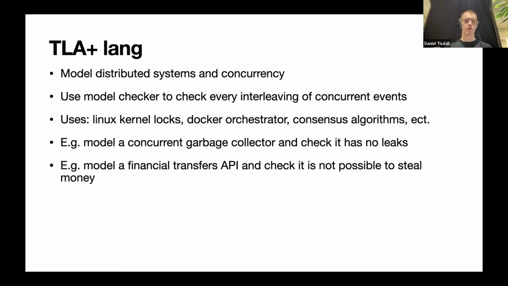One idea that I did recently is model a concurrent garbage collector and check it has no leaks. And one example, which there is a written tutorial of, which Igor wrote a model of, is modeling a financial transfers API to check it's not possible to steal money. Spoiler alert, it was possible. I don't think we'll get there today to see that example, but I have written a tutorial which is also contained in the repo, which you can look at.